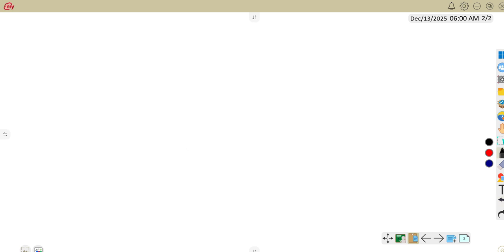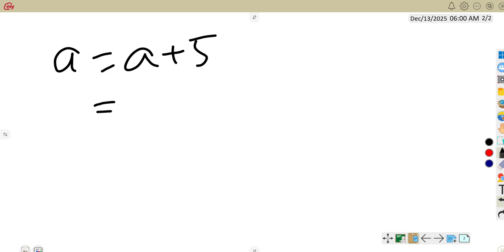So if I'm writing A is equal to A plus 5, in mathematics this is wrong. We cannot write like this. But in programming it is true. Why? Say the value of A is 10, we can write A equal to A plus 5, because the expression on the right side will be evaluated first, then it will be stored to the variable.